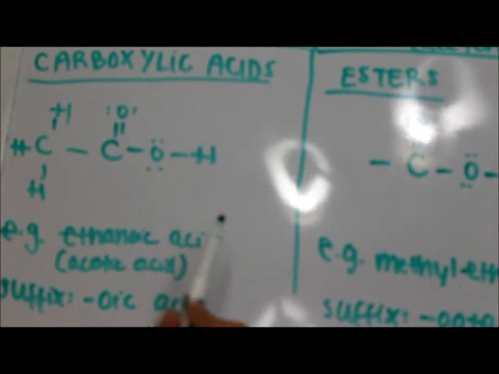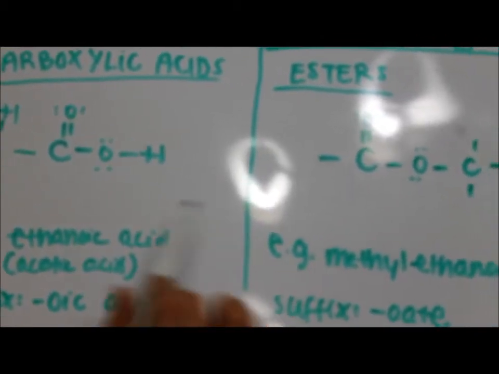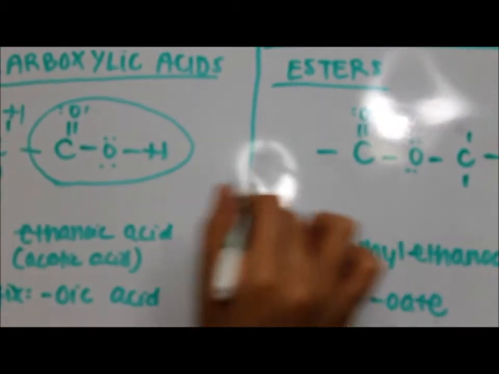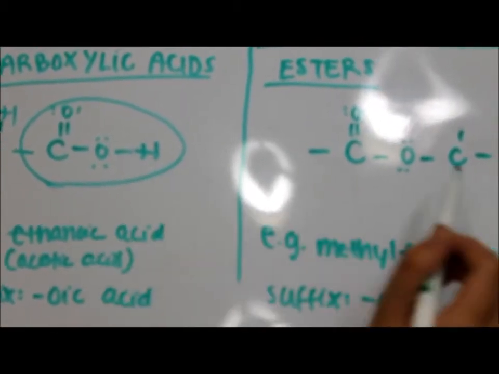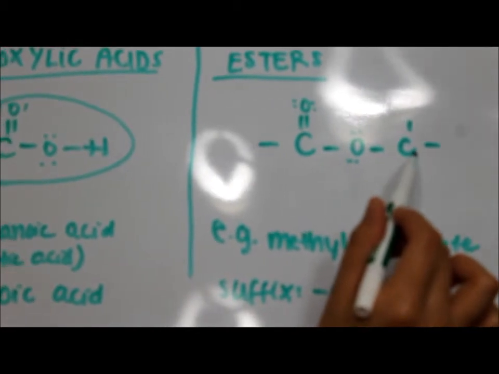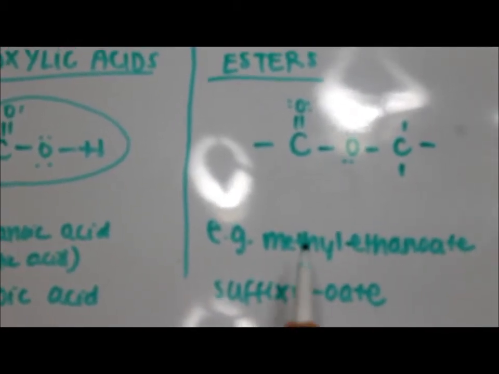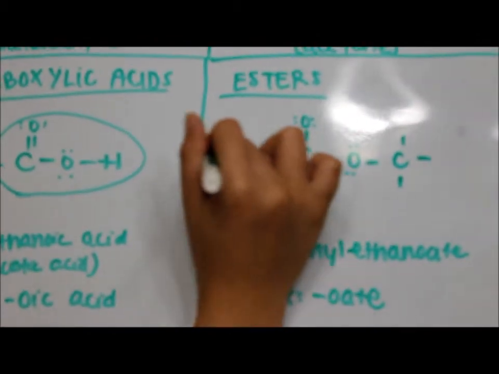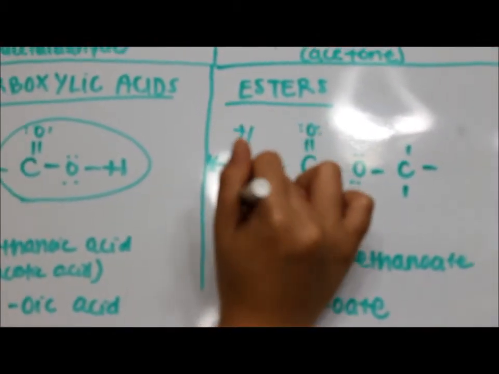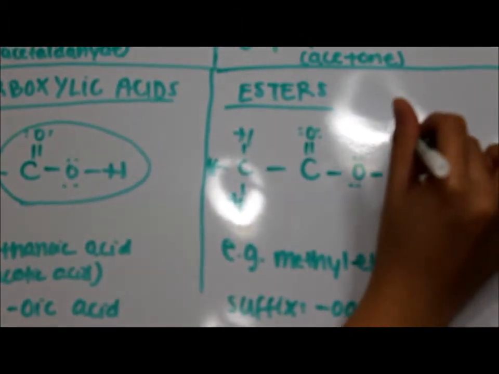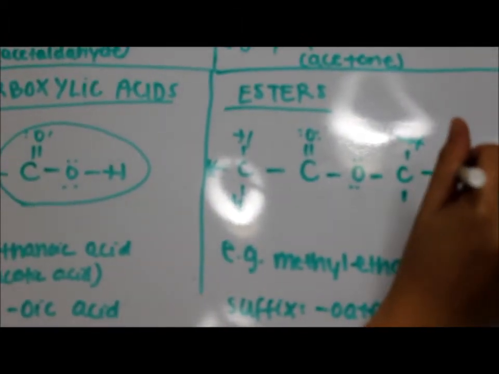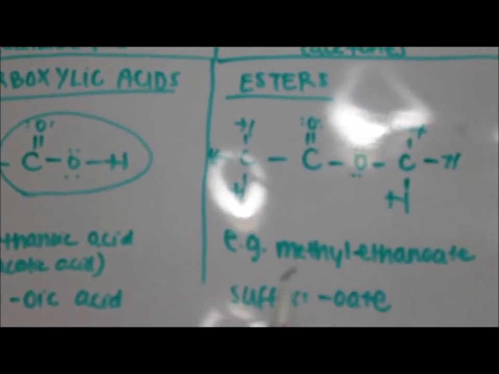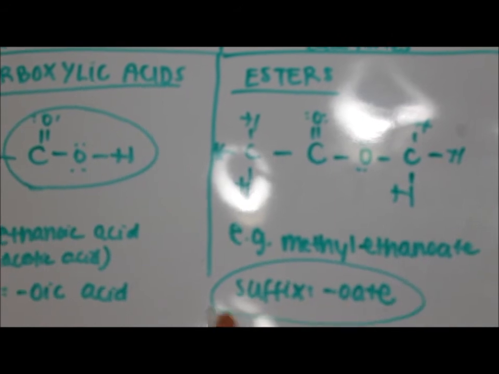So that's acetic acid. And then esters, which are very similar to carboxylic acid, have this very similar functional group, except again, the hydrogen is replaced with a continued carbon chain. And our example is methyl ethanoate, which looks like this. That's methyl ethanoate, and the suffix for all esters is -oate.